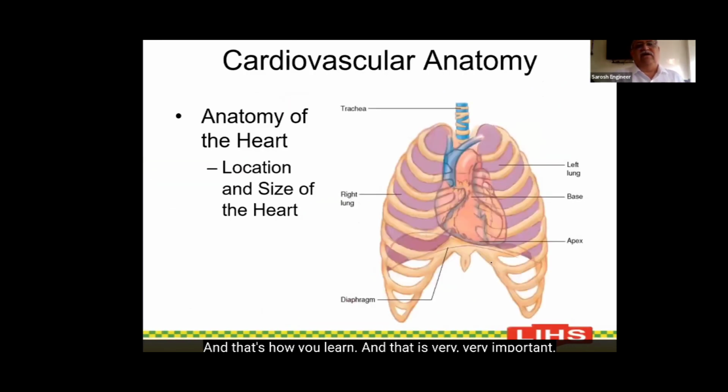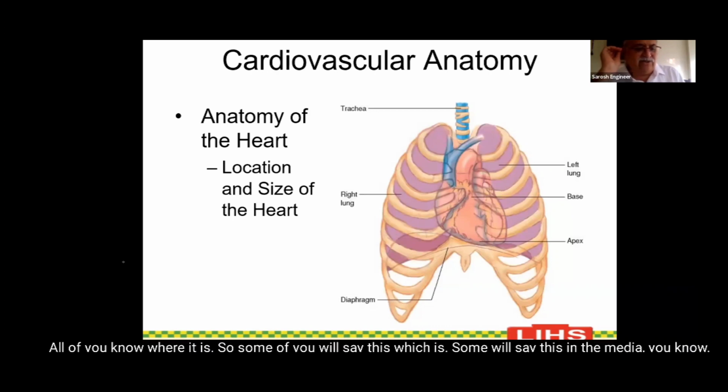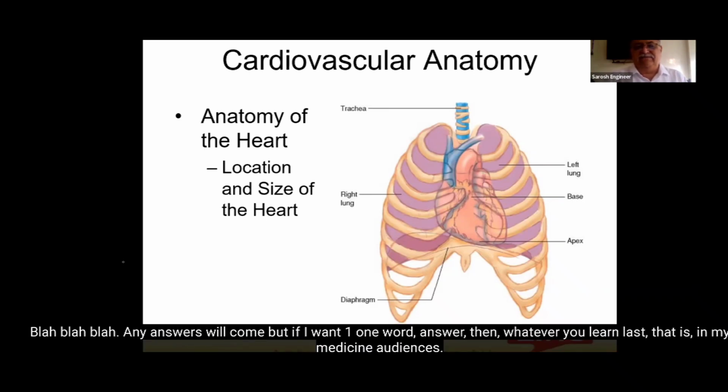Now we'll go on to the heart. We'll start with the heart, then we'll do blood vessels, and last we'll do lymphatics. And this is the heart. The location of the heart, all of you know where it is. Some of you will say it is in the chest, some will say it is in the mediastinum, and so on. Many answers will come.